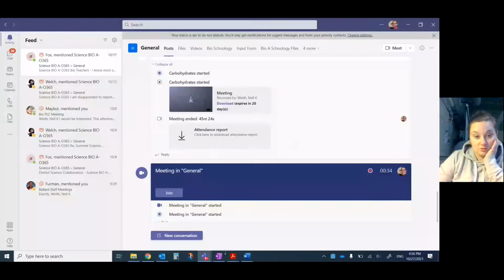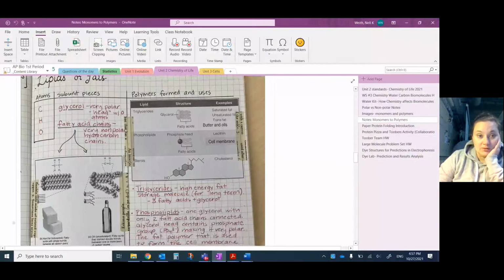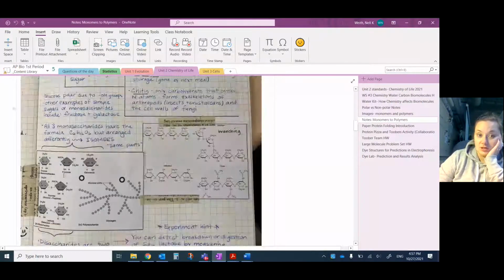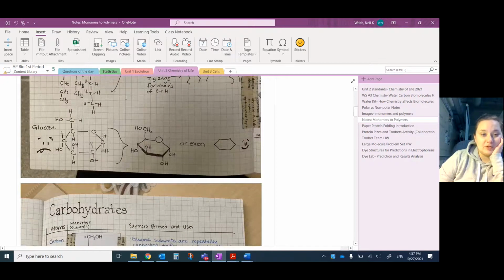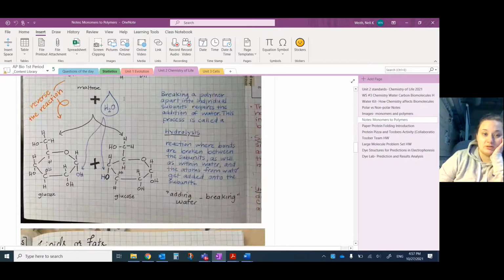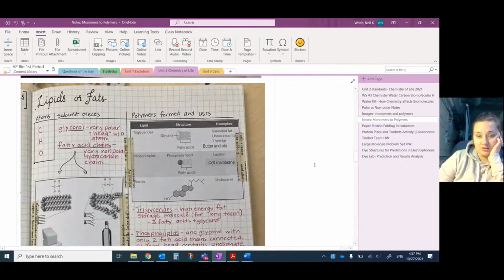So I'm going to share my screen with you and show you my notes that I'm working with in OneNote. We've already got carbohydrates taken care of, so there's a video there. That was probably longer than this one's going to be. Got our carbohydrate pieces, carbohydrates. Here we go for fats.